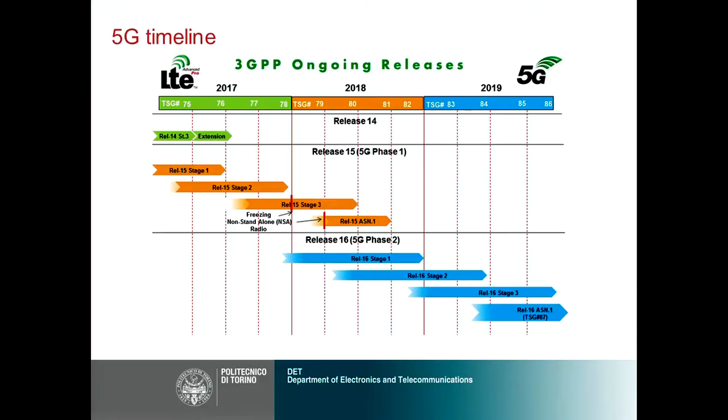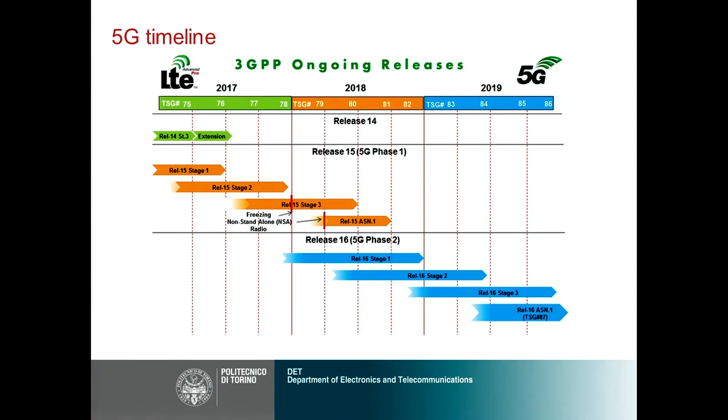Another interesting, more focused on what's going on right now in 3GPP, as you see here, we have release 15. Release 15 is a so-called 5G phase one. There are going to be three phases. Usually phase one is where you look at just the broad picture of the technology.